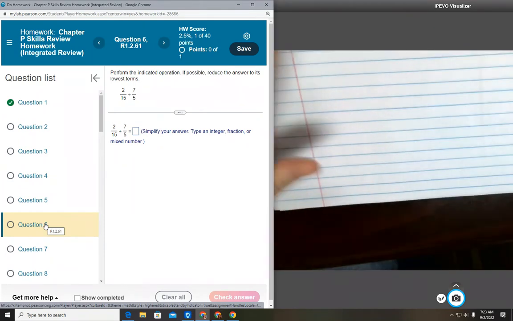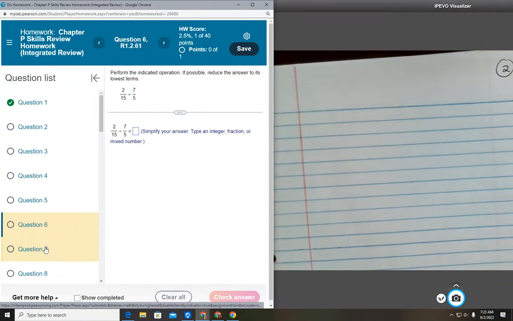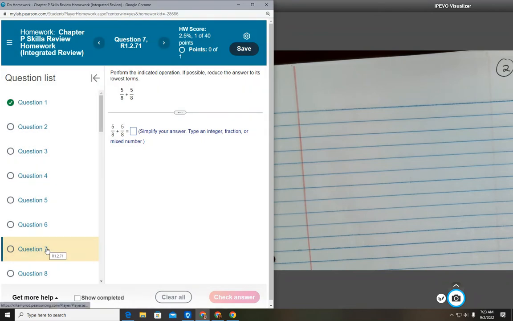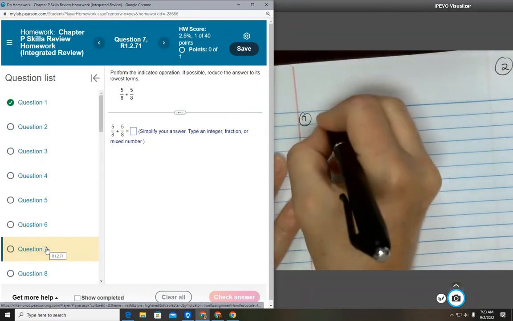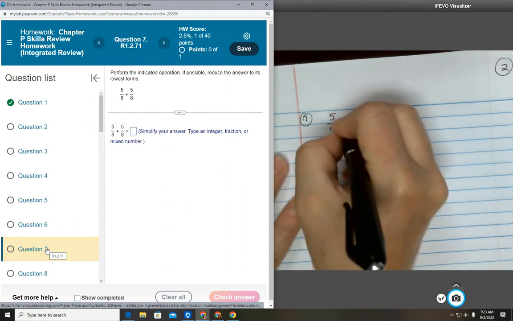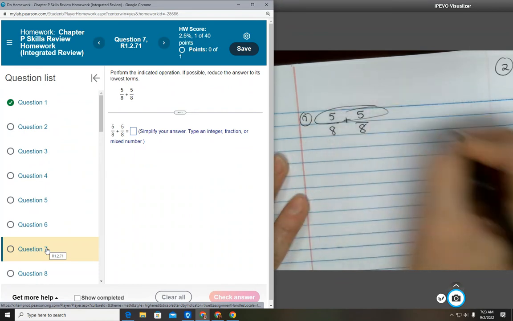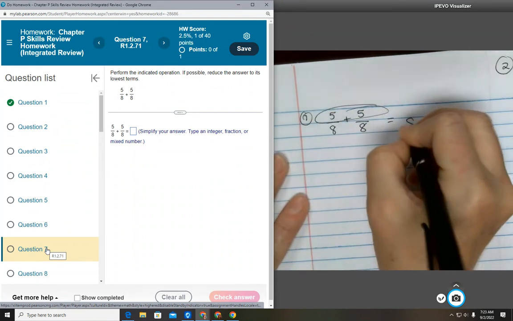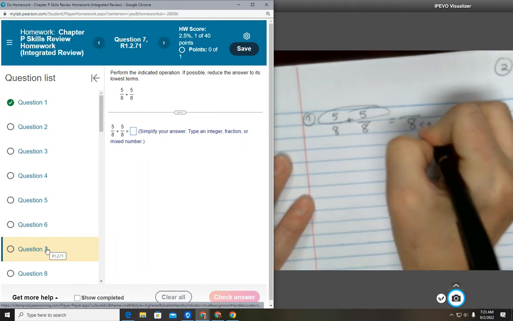Okay, let me see. Go to my next page. My next problem. Adding fractions, you have to have a common denominator, and this one already does. So whenever you add fractions, you add your numerators only and keep the same denominator. This stays the same.